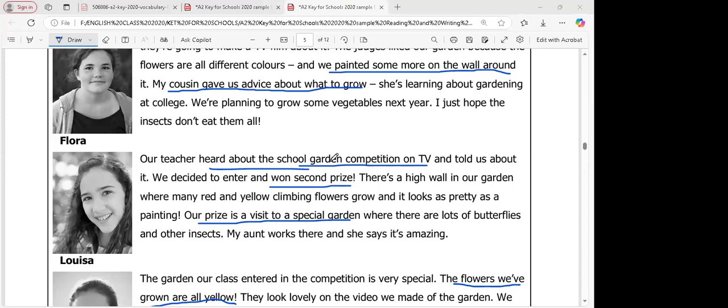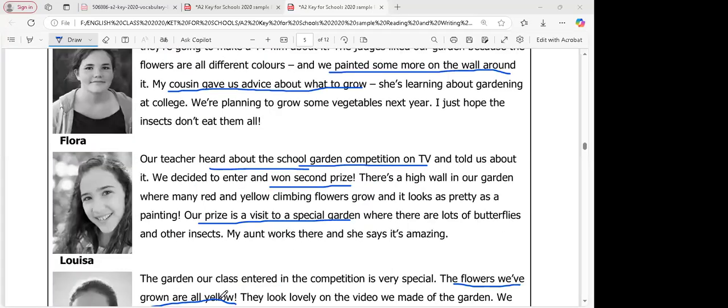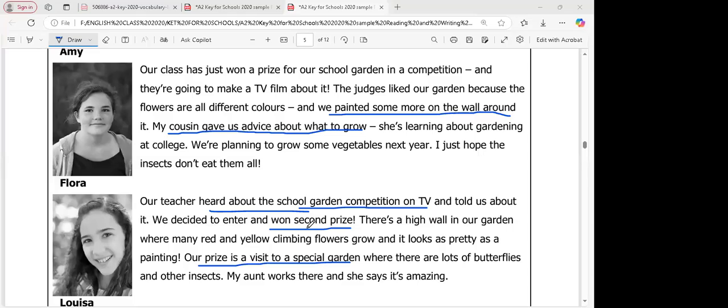So our teacher heard about the school garden competition on TV and told us about it. So this matches, right? Because no other will match. Ami's one will not match, and even the Lucia one doesn't. She mentioned we also watched a TV program about them and did some paintings to put on the classroom wall. So it's this particular TV program, the last one. It's about some paintings, not about gardening. So the answer is for the seventh one.